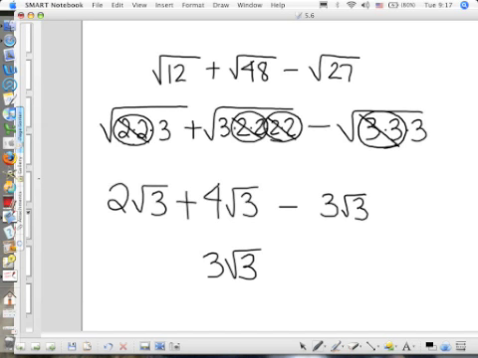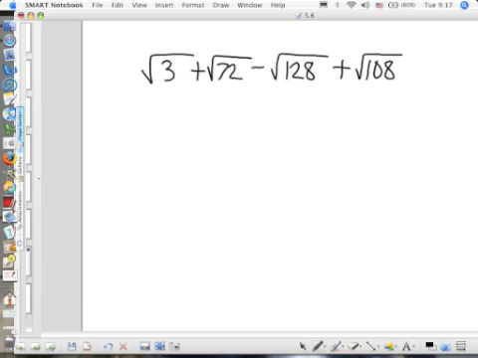So we're combining what we learned yesterday with what we learned in like 5th grade. We're just applying it now to radicals instead of fractions. All right, here we go. Square root of 3 plus the square root of 72 minus the square root of 128 plus the square root of 108. I want you to work on this one yourself.